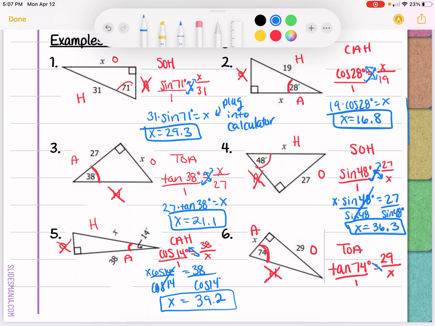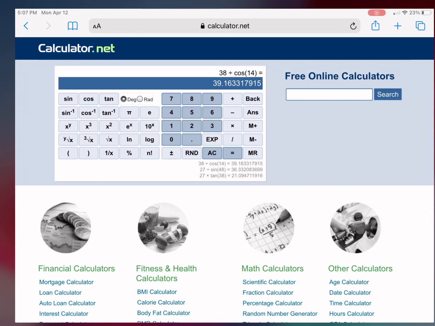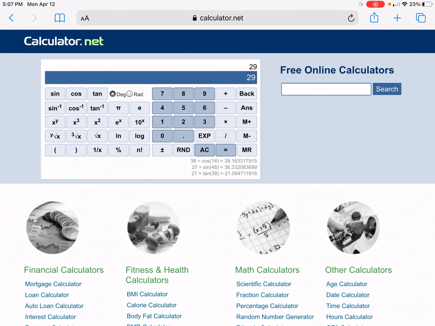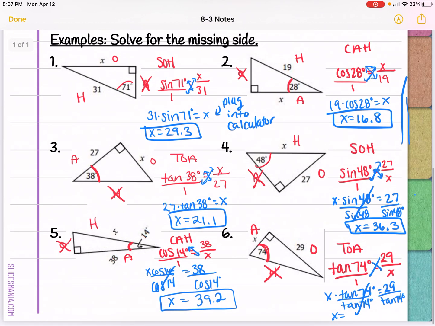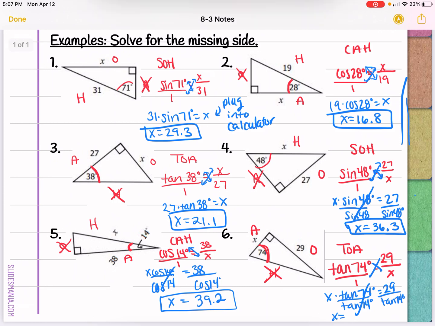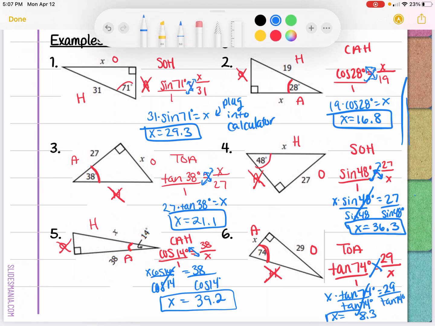Now I cross multiply, so I have X times tan 74 degrees equals 1 times 29, or 29. Here I would divide by tan 74 because I want to get X by itself. So I'm left with X equals, if you do 29 over tan 74 on a calculator, that comes out to 8.3. So here X would equal 8.3.